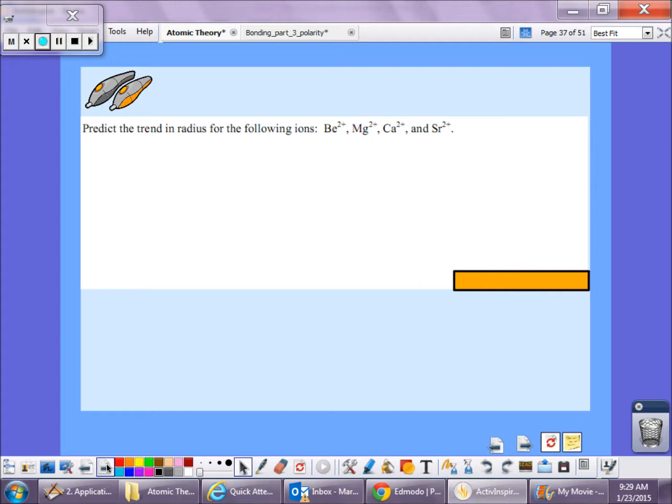So if you are finding the trend in a series of cations, you can use the same trend as a series of those neutral atoms. But remember, comparing a cation to the neutral atom, the cation is smaller. Comparing an anion with a neutral atom, the anion is larger, more electrons.